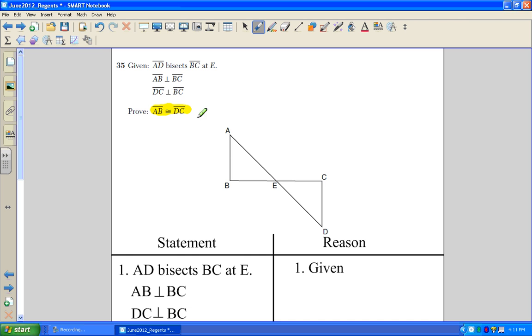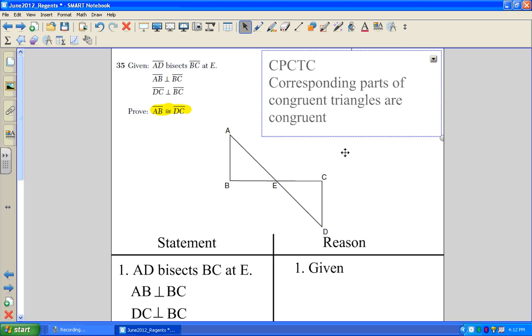Now, as you can see, AB is a part of this triangle here, and CD is a part of this triangle here. So the way we are going to prove that AB is congruent to DC is by proving that the triangles are congruent. Because if the triangles are congruent, then it only makes sense that the corresponding parts are congruent. And that's what we call CPCTC.